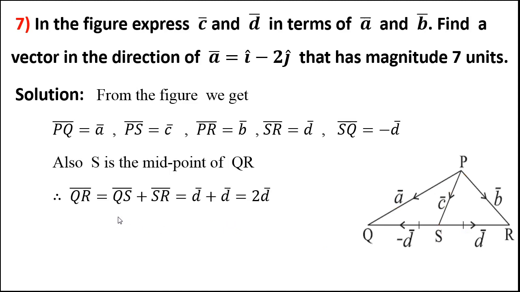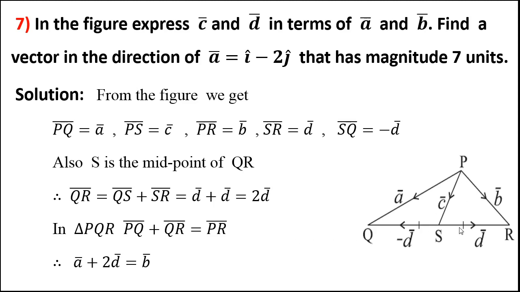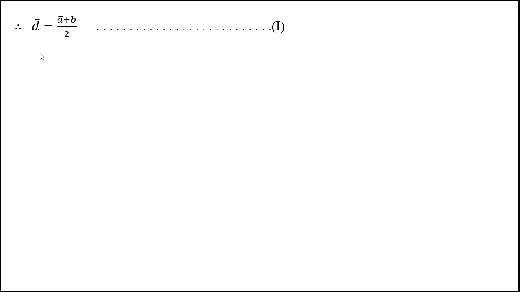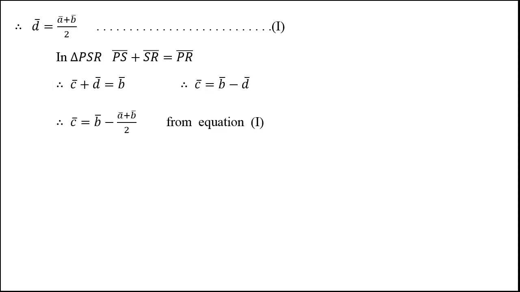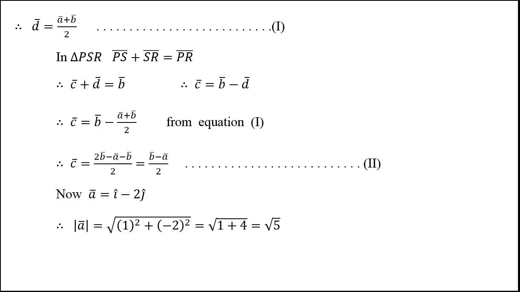S is the midpoint, so QR is equal to SQ plus SR, and that gives 2D bar. Yes, SR is D bar, so QR is 2D bar. Okay, in triangle PQR, PQ plus QR is equal to PR, and therefore A bar plus 2D bar is equal to B bar. We want D bar, so 2D bar is equal to A bar plus B bar, and D bar is equal to A bar plus B bar upon 2. Similarly, in the remaining part of the triangle, you apply the triangle law and find that other vector.